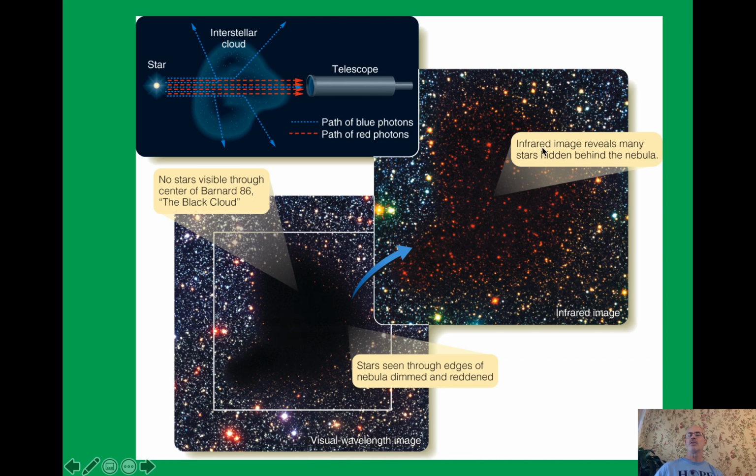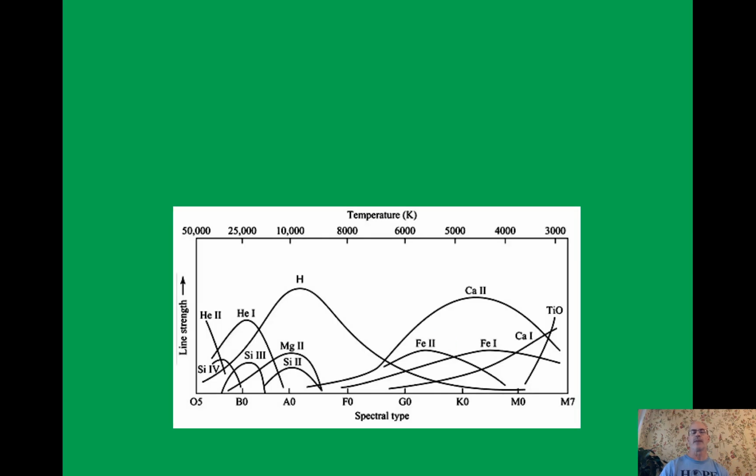But if you were to look at a picture taken in infrared, you can actually see the stars, and that's because infrared light will go through the gas and the dust and everything more easily even than red. It's a longer wavelength.